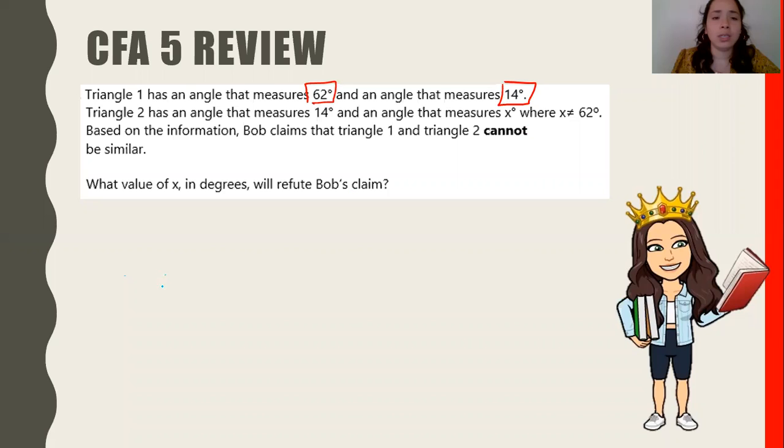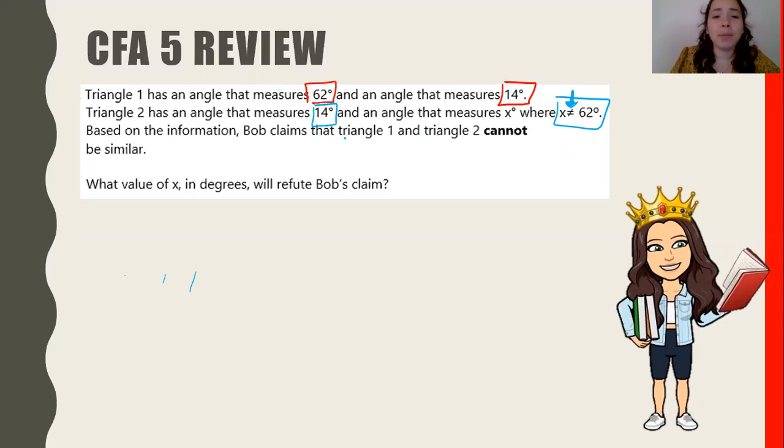Triangle 2 says that it has an angle that measures 14 degrees and an angle that measures X degrees, where X, do you guys remember what this symbol means? Because I know we talked about it last time. It's not congruent, right? Well, yeah, or not equal to. Congruent means same, so either way, but not equal. X is not equal to 60 degrees.